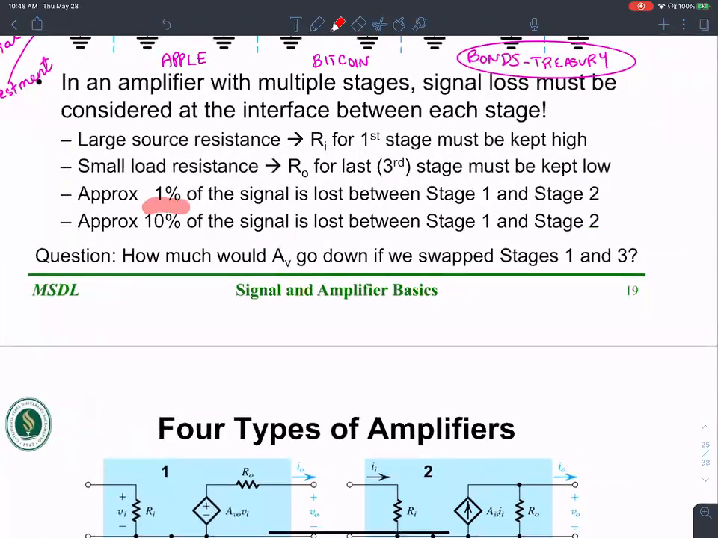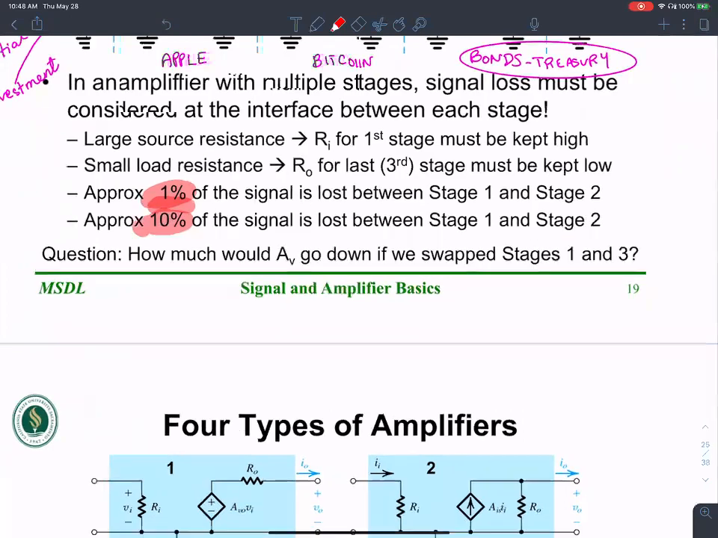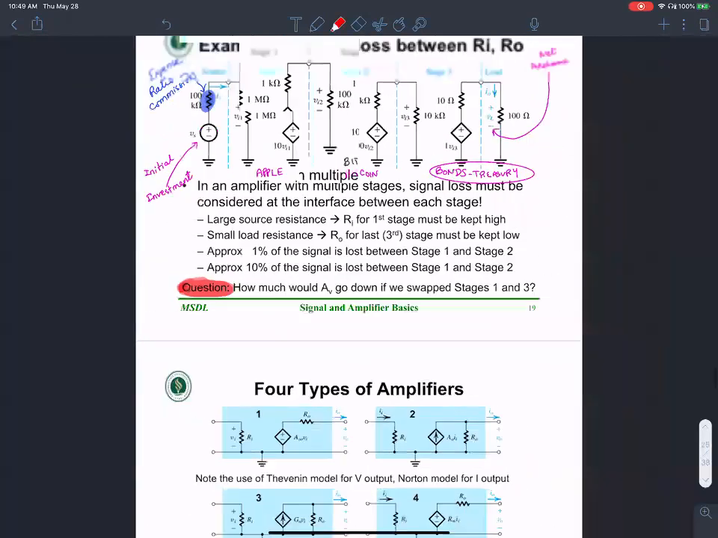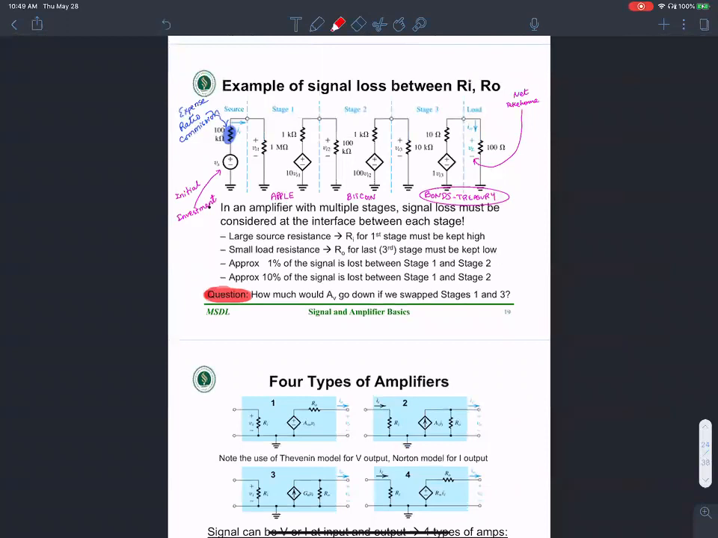The first stage has an approximate 1% signal loss between stage one and stage two, approximate 10% loss from stage one and stage two, so on and so forth. So you can also ask this question. I welcome you to ponder about this question, okay? How much would be the voltage gain if I swap stage one and stage three? Okay, so think about it.